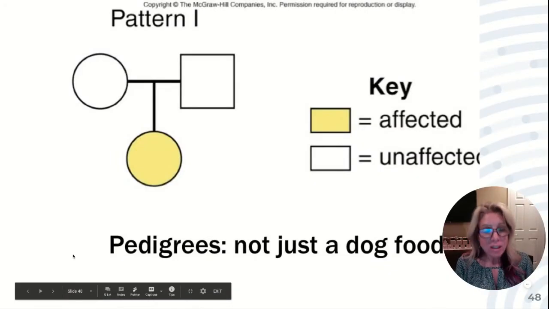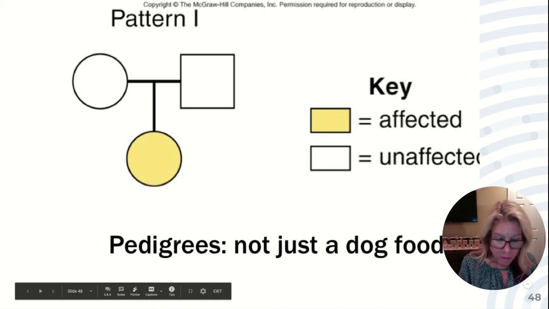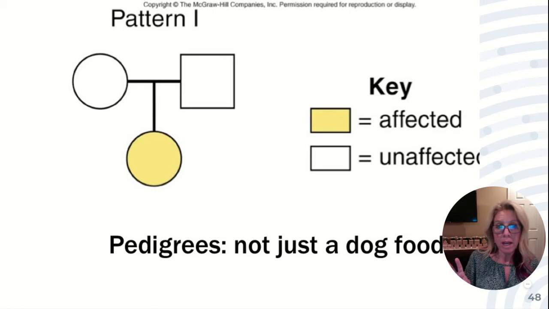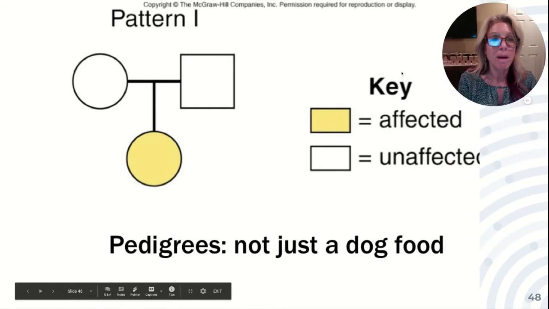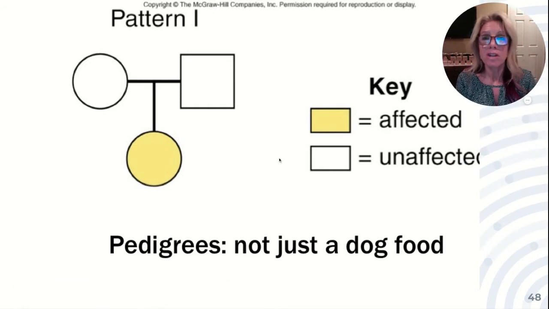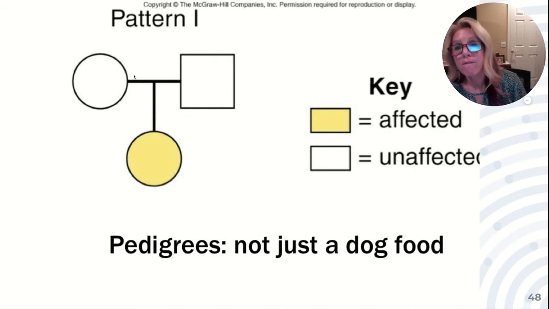And next, what I want you to do is, we are on 11.3, Mendelian patterns of inheritance and human diseases, and we are going to talk about pedigrees. So not just dog food. So when you look at pedigrees, you will see that the female is a circle and males are square. This is referred to as a marriage line.